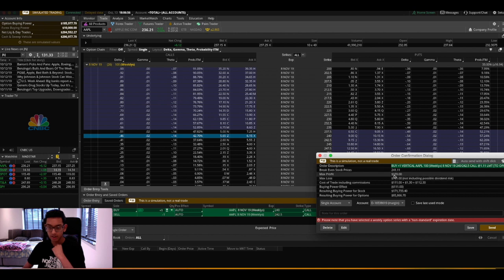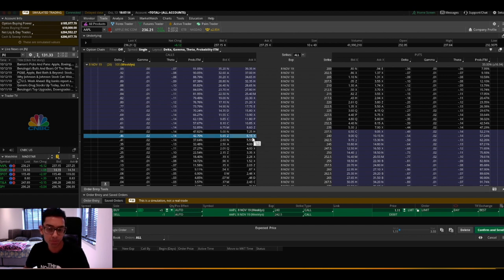And your max loss will be that much, since that's how much you're going to be paying. But your max profit will actually be 139, and your break even, as you can see, is much less. It's only 241, and therefore it's much better than just buying the single naked call. The only advantage of a single naked call is that the profit is technically unlimited.